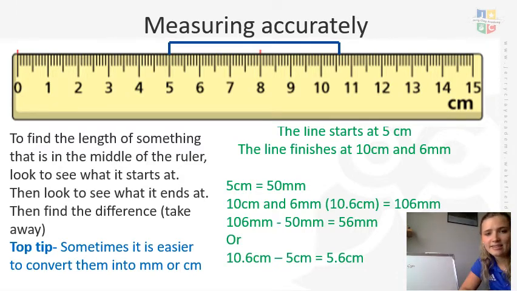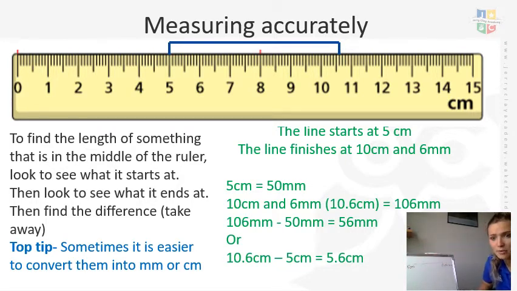And then we can see that the line finishes, so we need to find out where it is. So it's gone past 10 centimetres, and we need to know how many millimetres. So I'm going to go to the middle point, which is 5, and add on that extra one, which is 6 millimetres.